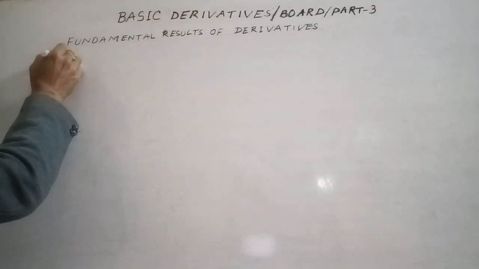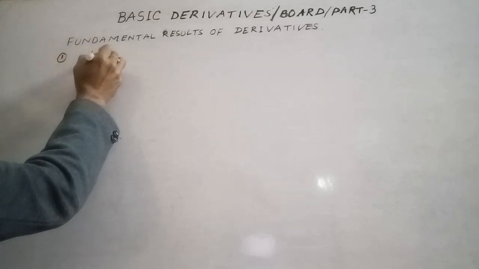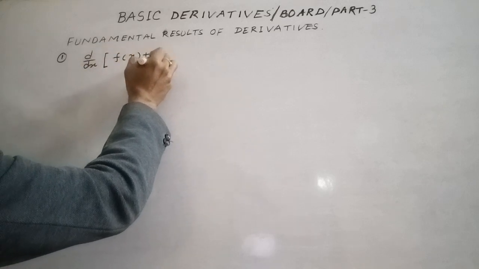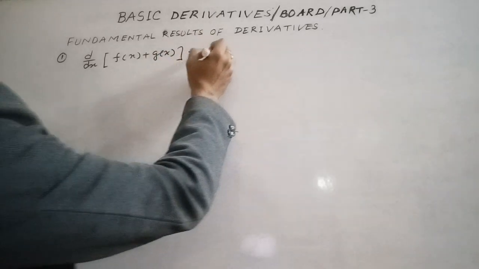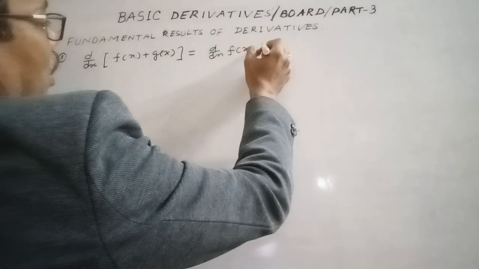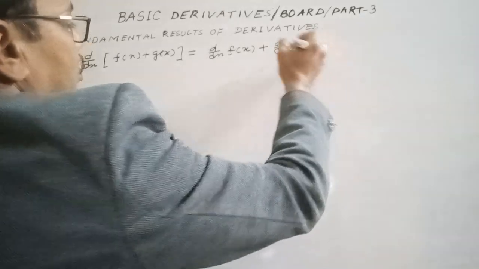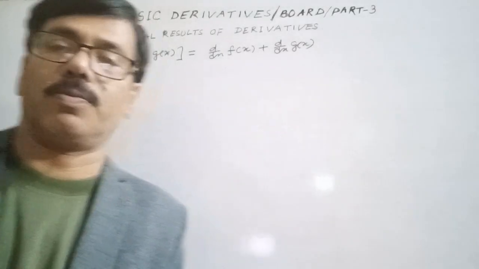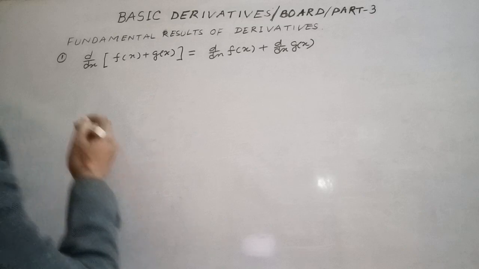So, number 1: d by dx of f(x) plus g(x) equals the derivative of f(x) plus the derivative of g(x). Derivative of f(x) plus derivative of g(x). So, application.